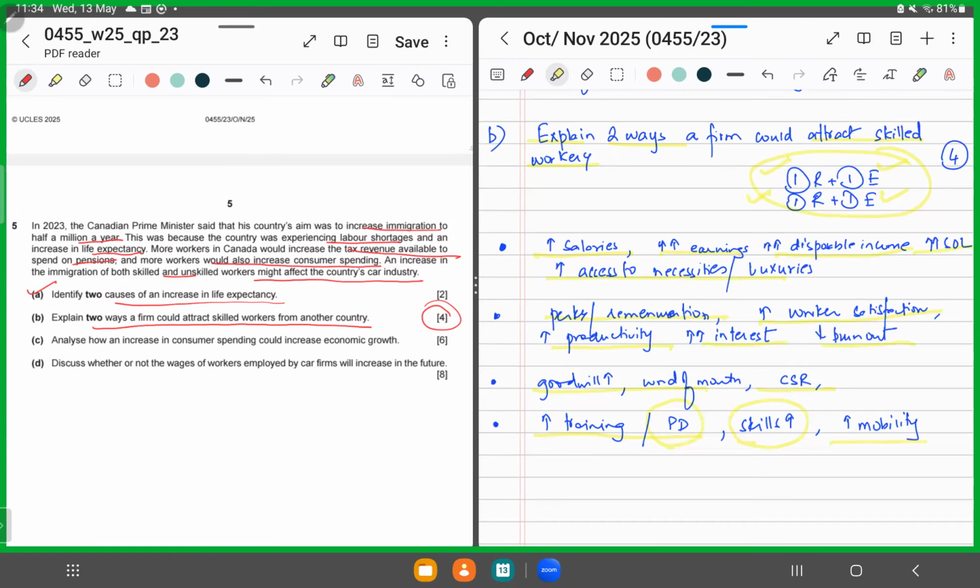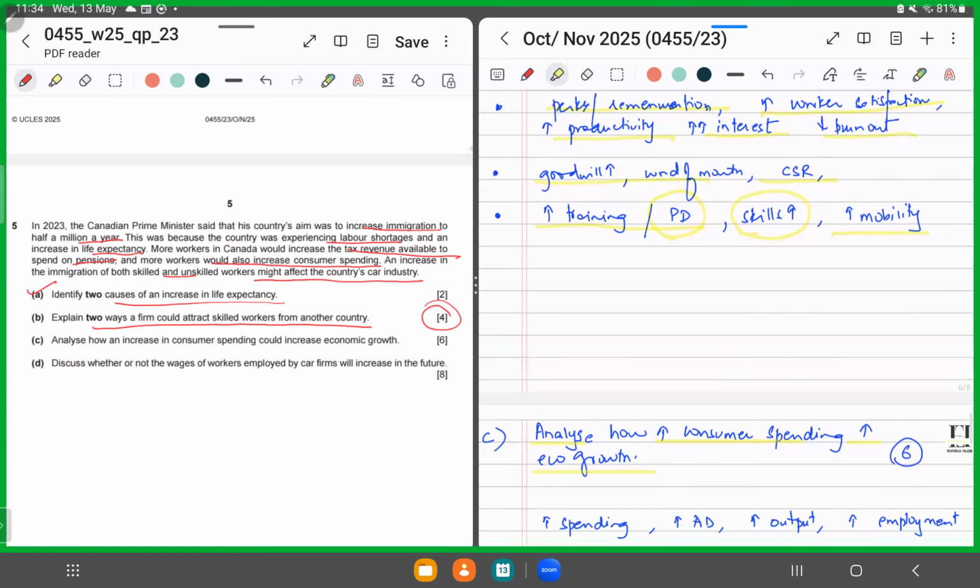It provides them housing facilities or easy visa facilities, insurance, family health, medical facilities. So firms and individuals are going to be attracted and they are going to work. So you're going to give the reasons, expand on it, give an explanation, and get full 4 marks.